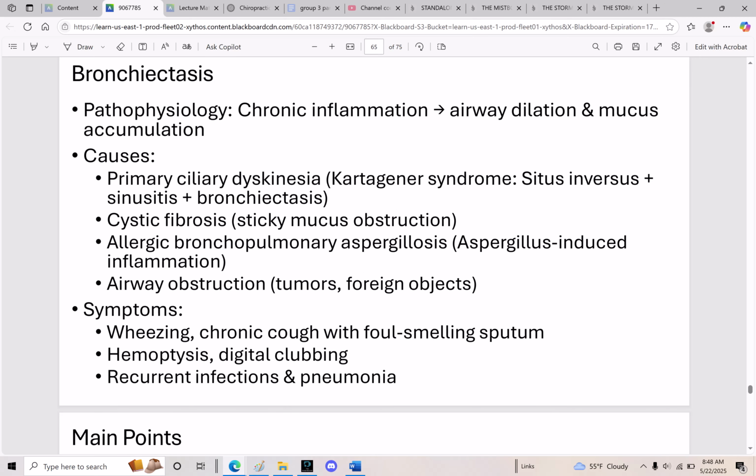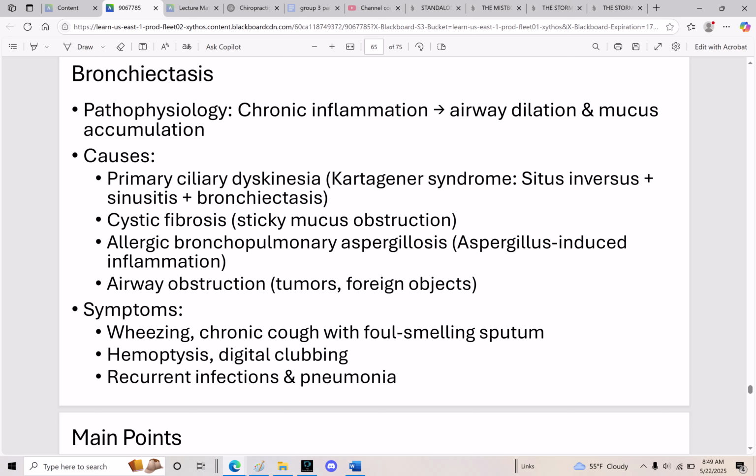Bronchiectasis. Basically what's happening here, you have a chronic inflammation leading to dilation of the airways, mostly the terminal bronchioles, and you have a tremendous amount of mucus production. This one is easy to diagnose because an X-ray would show it. If you take a chest X-ray, it will show the person has bronchiectasis. Okay? So primary ciliary dyskinesia, Kartagener syndrome, that's basically one of the causes of it. Now, it's also people who suffer from cystic fibrosis, sticky mucus obstruction, and allergic bronchopulmonary aspergillosis, right?